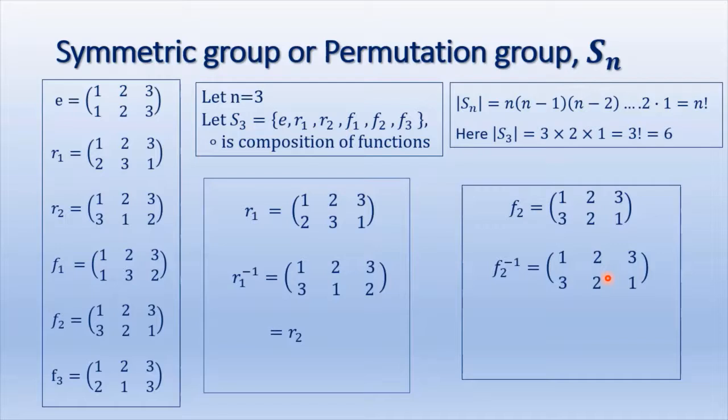So after finishing writing all the pre-images, you see that F2 inverse is equal to F2 itself. You may find from all these functions that F1, F2, F3 all have self inverses. That is, F1 inverse is equal to F1, F2 inverse is equal to F2, and F3 inverse is equal to F3. And R1 and R2 are inverses of each other.